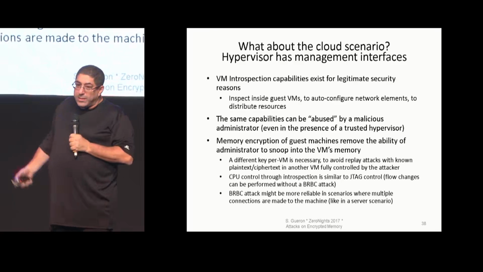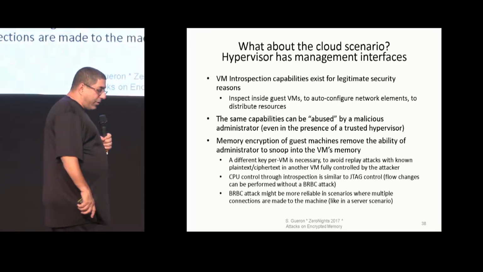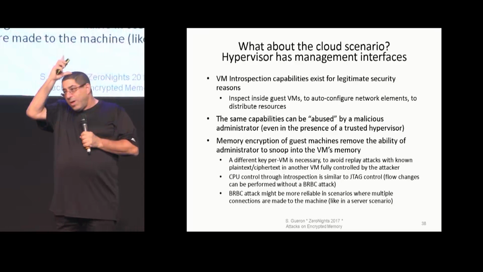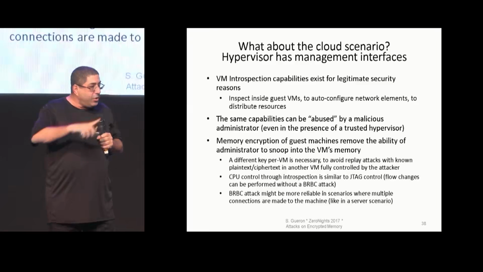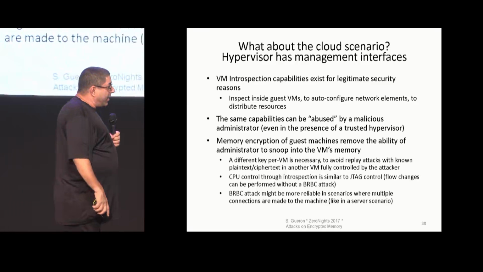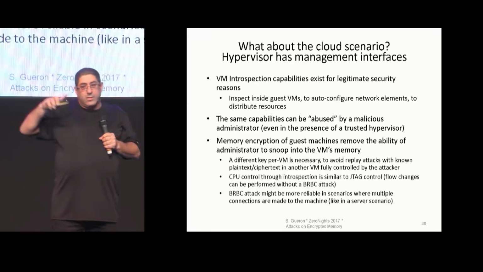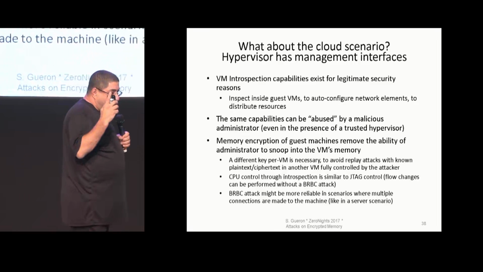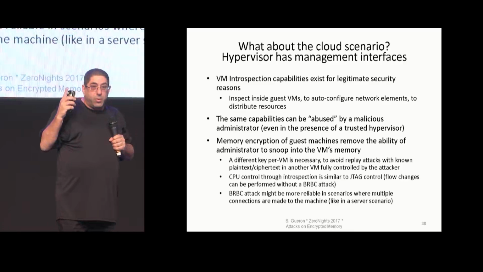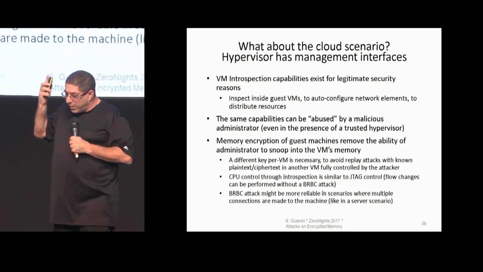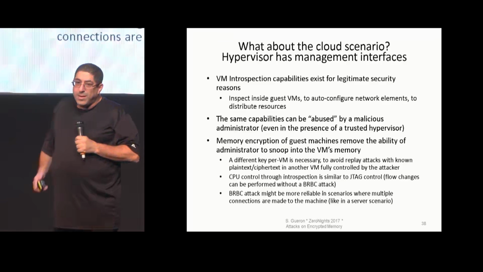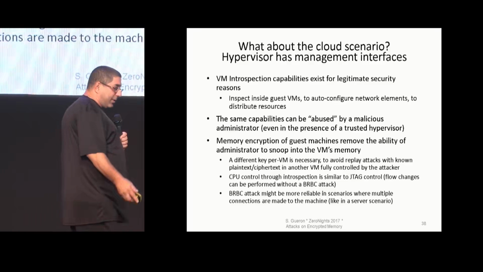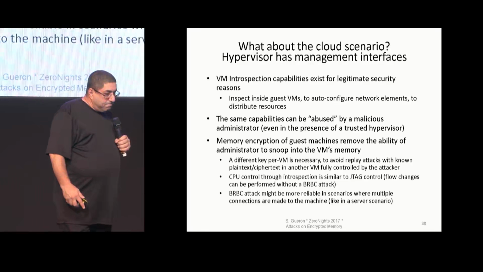All right, so now let's go further. What happens in the cloud scenario? So here we have a hypervisor that manages many VMs. Of course, each VM can have the protection of encrypted memory. And I'm talking about the latest of the latest idea of memory protection. It doesn't exist, but it has been already published as a technology to come out.